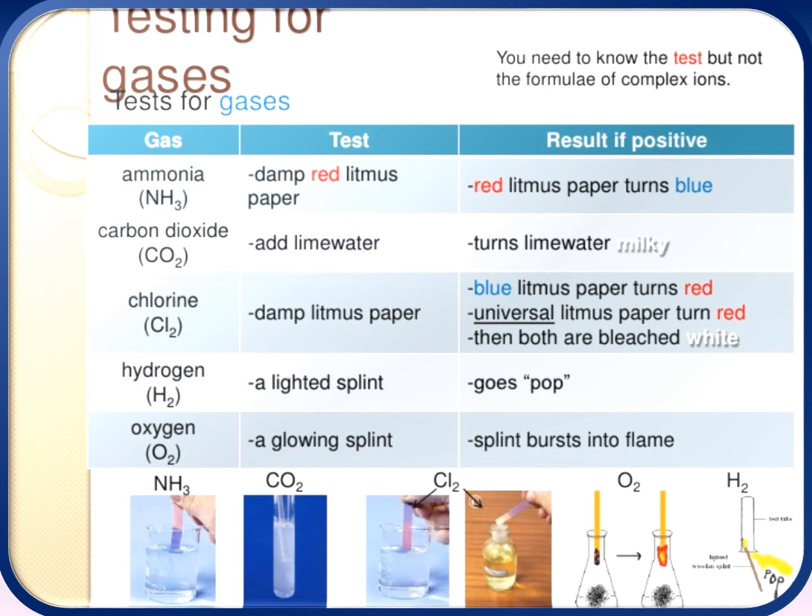The next is chlorine gas. Damp blue litmus paper turns red. In case of universal litmus paper, that also turns red. Then both are bleached white. In case of hydrogen gas, when a lighted splint comes into contact with hydrogen, it goes pop. That is, a pop sound is produced. In case of oxygen, when a glowing splint comes into contact with oxygen gas, the splint bursts into flame.